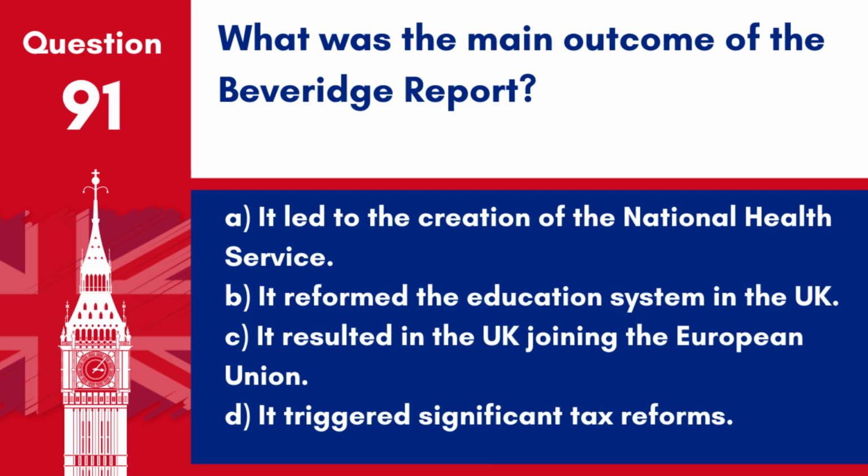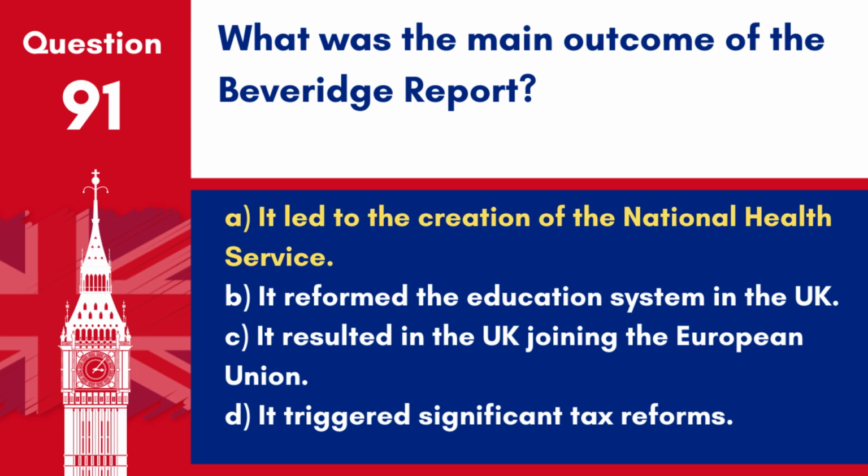Question 91. What was the main outcome of the Beveridge Report? A. It led to the creation of the National Health Service. B. It reformed the education system in the UK. C. It resulted in the UK joining the European Union. D. It triggered significant tax reforms.